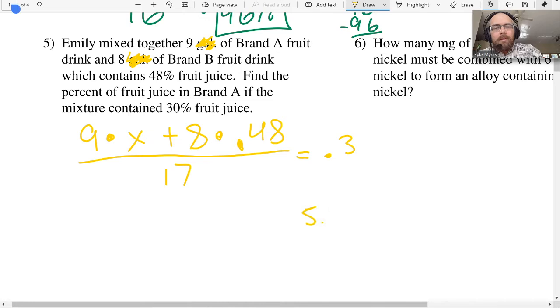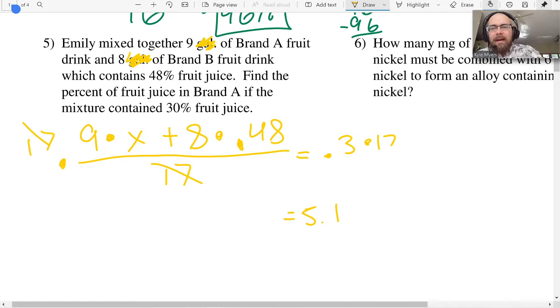So I just multiplied both sides by 17. If I multiply both sides by 17, it cancels, and I get 5.1, which makes sense if you think about it. 0.3 times 17 is going to be about a third of 17. 17 is about 15, and a third of 15 would be 5. 0.3 is a little less than a third, but 17 is a little more than 15. So yeah, it makes sense.